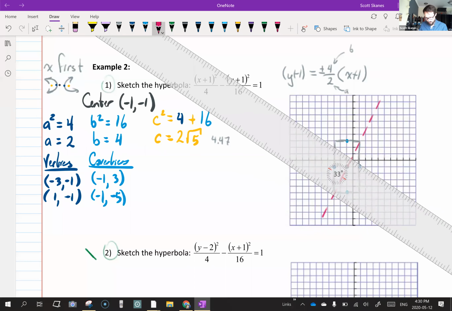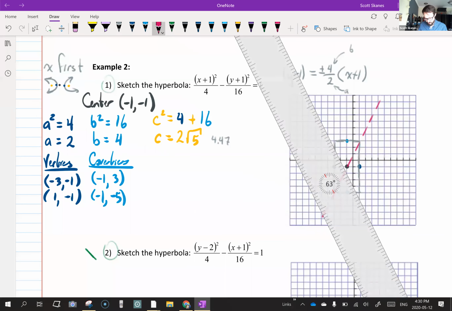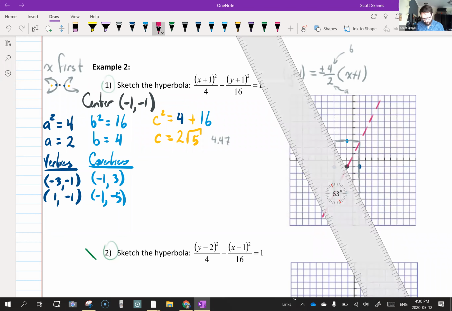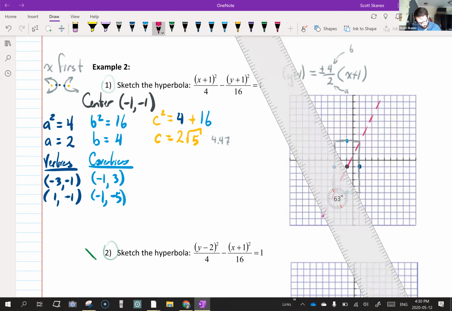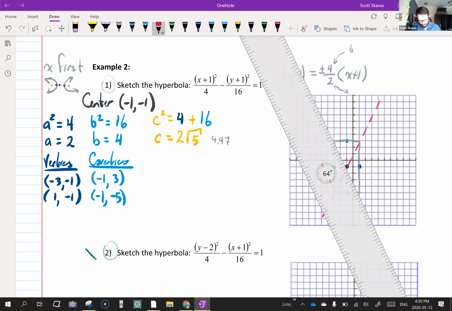63 degrees. What a fancy tool, gives me the degrees and everything. Okay. That doesn't look quite right. Let's not get caught up in the details, though. Okay.